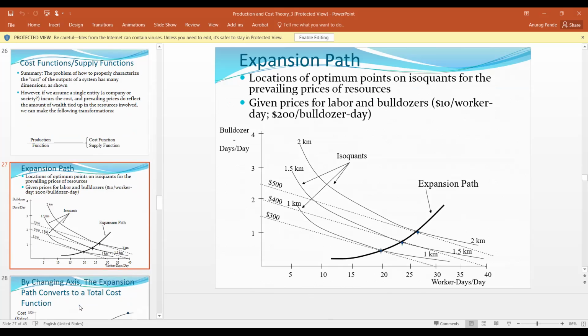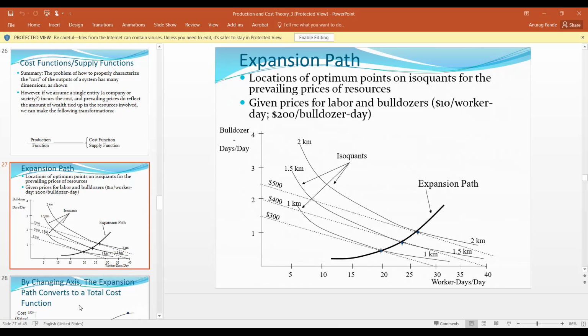And this is something that you are going to have in your homework problem, so let's pay close attention to that. Your next homework problem is going to be based on this. We're trying to find the expansion path. The idea of the expansion path is, if your budget goes up from $300 to $400 to $500, how much road should you build every day, and what should be your expansion path?